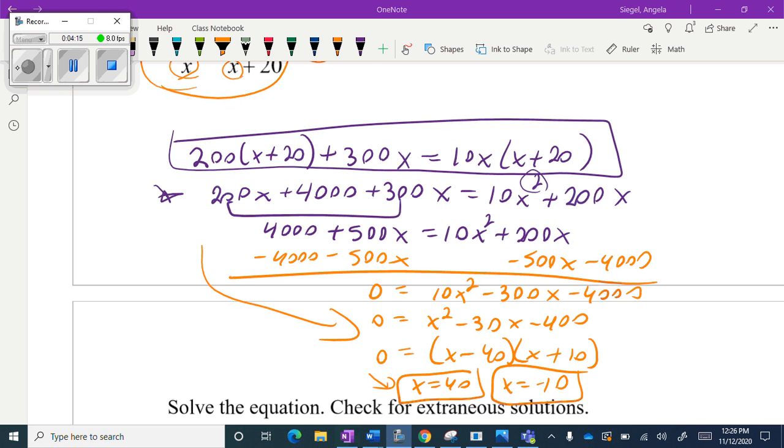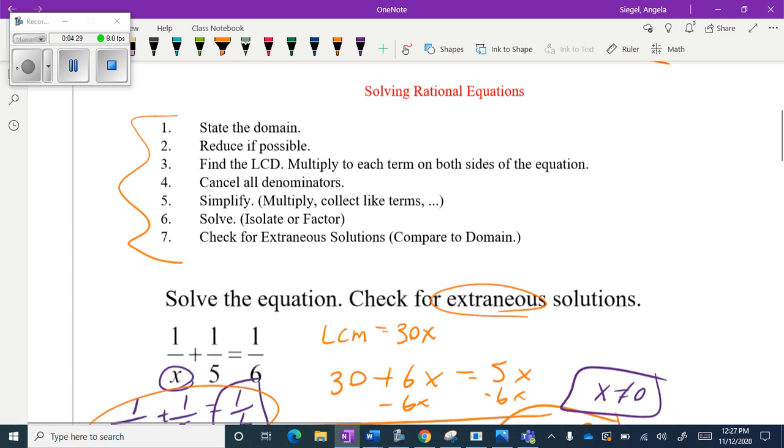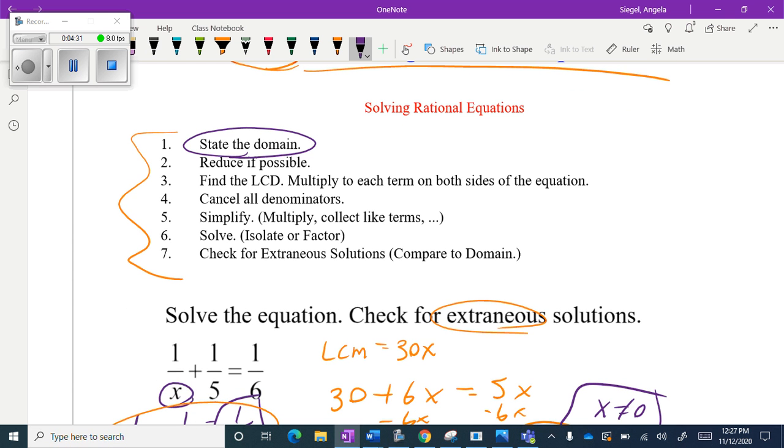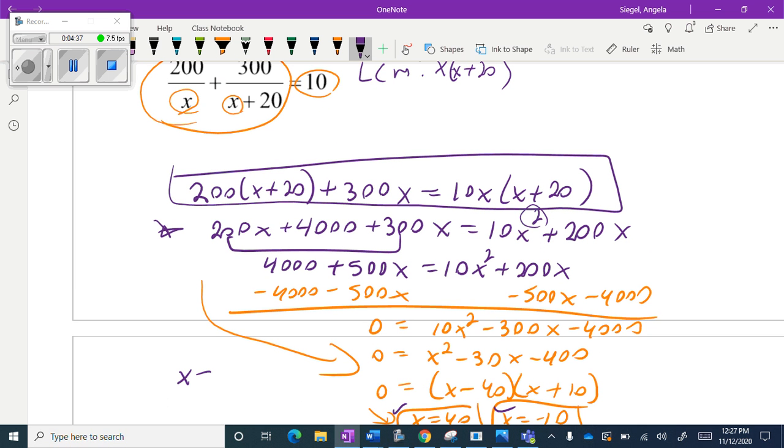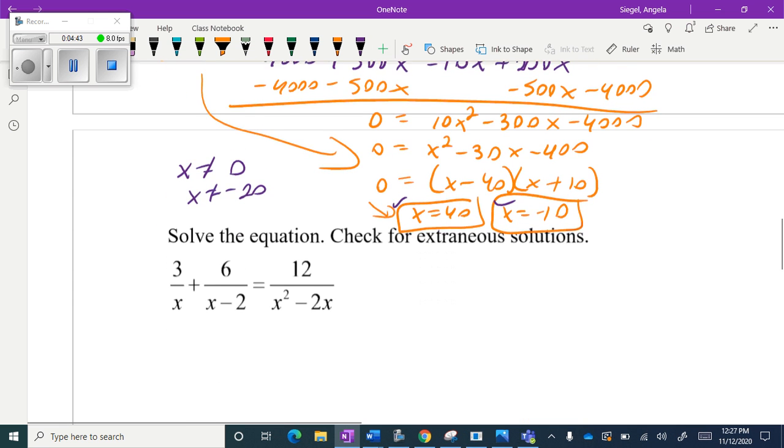Okay, so you should see that they both work. They both ended up as 10 when I plugged them in, so they're both good. Neither of them are extraneous. And so the only thing that we have to do, so let's go up and check out our steps here. So we did not state the domain. And so our domain here is going to be x cannot equal 0 and x cannot equal negative 20. So just don't forget to do that.